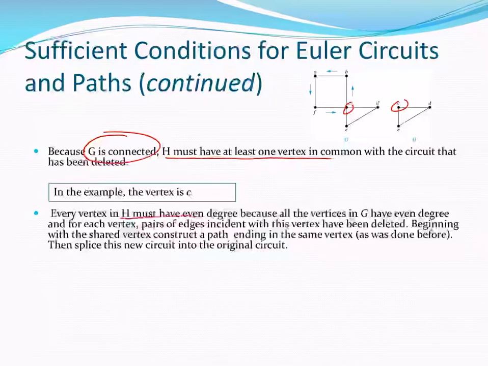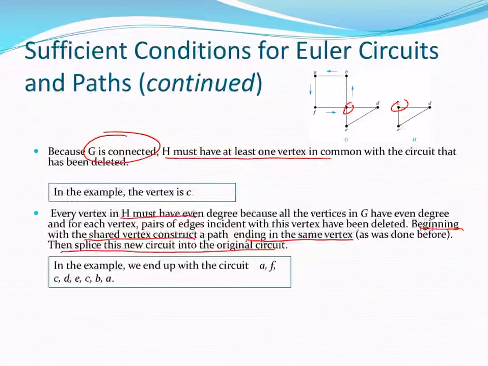All right, every vertex in H must have even degree. That was the original assumption, and a circuit is going to subtract an even number from any vertex. So beginning with the shared vertex, it will create another path that ends at the same vertex, and we'll splice this into the original circuit. So we take this new path and we stitch it, actually it goes the other direction here. We stitch it into the original right here, DEC. We're stitching into the original path of AFCBA.